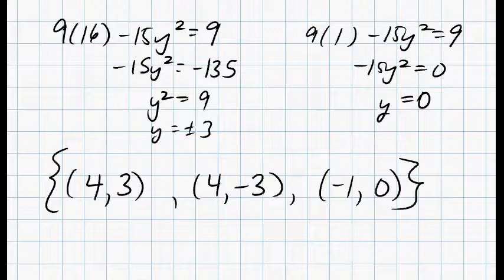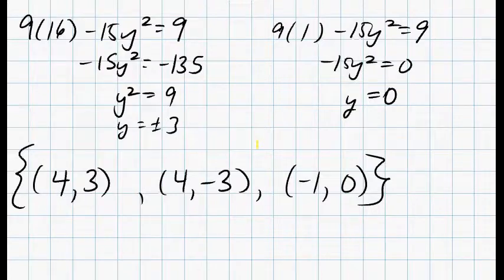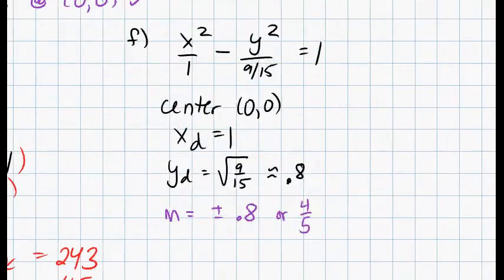Part F says to draw the graph. Before you can draw the graph, you have to fix the equation. It has to equal 1. So you have to do just enough math to make it equal 1. You should have that the center is 0, 0, the x distance is 1, and the y distance is the square root of 9/15, which is about 0.8. So the slope of your asymptotes is 0.8 over 1, which is roughly 4/5. I mean, we rounded something and then rounded that.